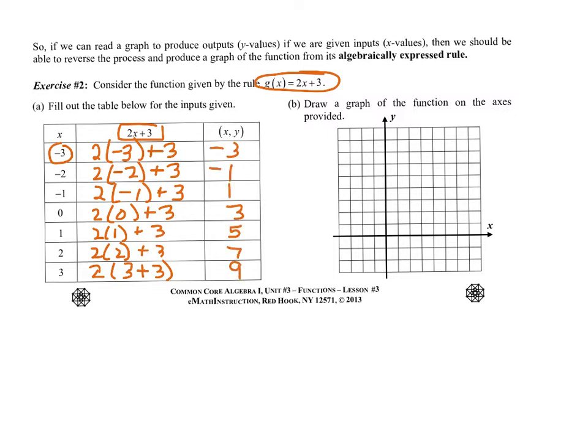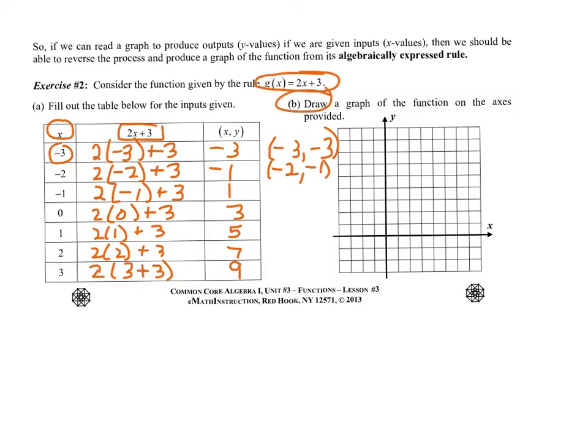And there are my answers. So remember what we just produced. We produced the output for our input of x. So I'm going to plot each of these points on the graph. The input was negative 3. The output was negative 3. The input was negative 2. The output was negative 1. And I'm going to put those points on the graph.